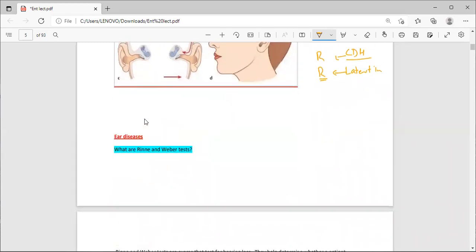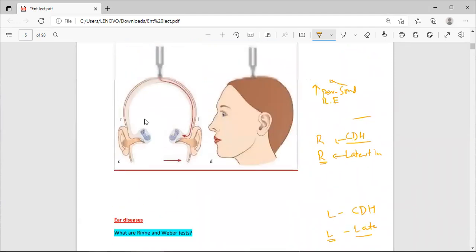Same occurs if there is conductive hearing loss in the left ear: there will be lateralization to the left ear. It means that he will perceive the sound greater in the left ear. There is abnormality, but still he will hear the sound more in the abnormal ear, which has the conductive hearing loss. Now, one more thing.